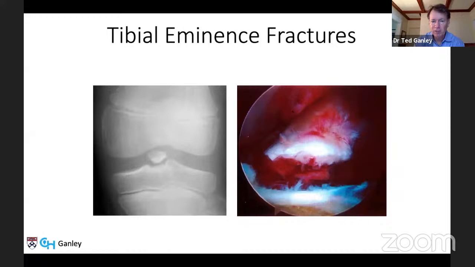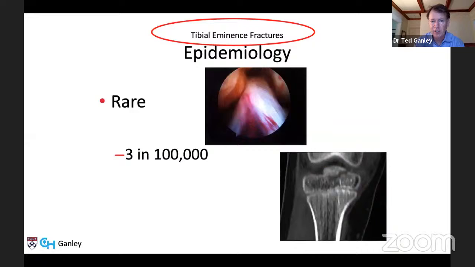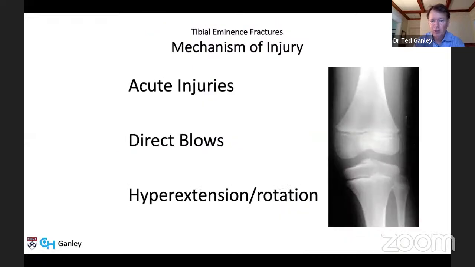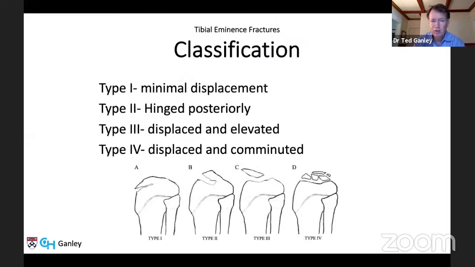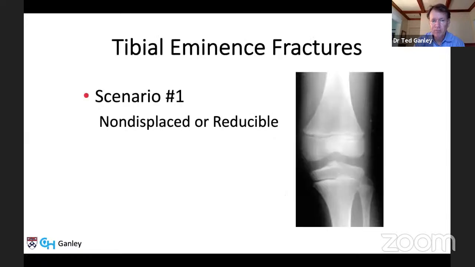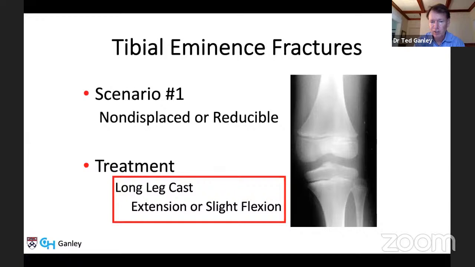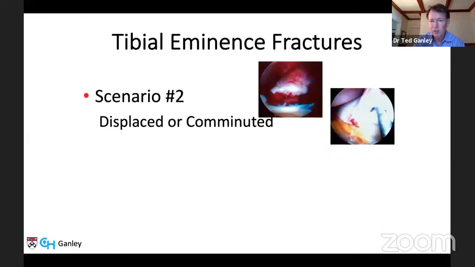In terms of tibial eminence, that can sometimes get to the level of the physis. It's rare, 3 in 100,000. Acute injuries, direct blows, hyperextension, rotation. You're aware of the classification system. If it's non-displaced or reducible, long leg cast in extension or slight flexion. Those that are displaced and comminuted, there are many methods available.